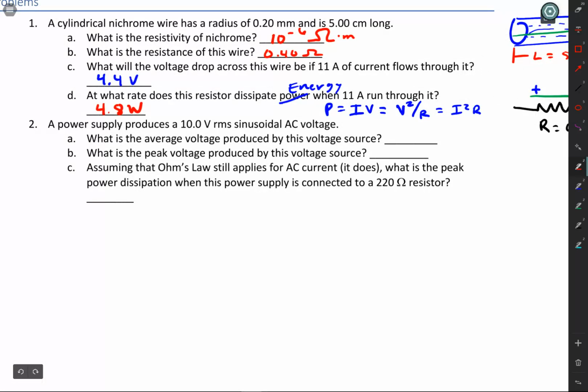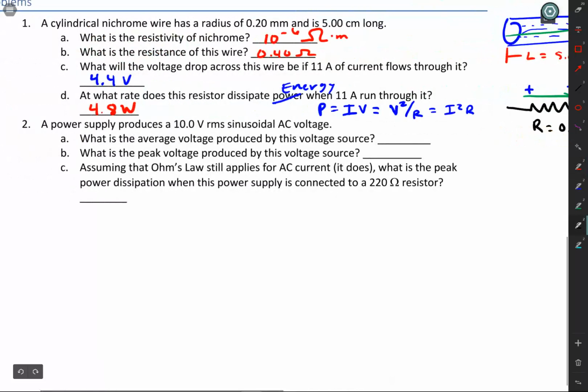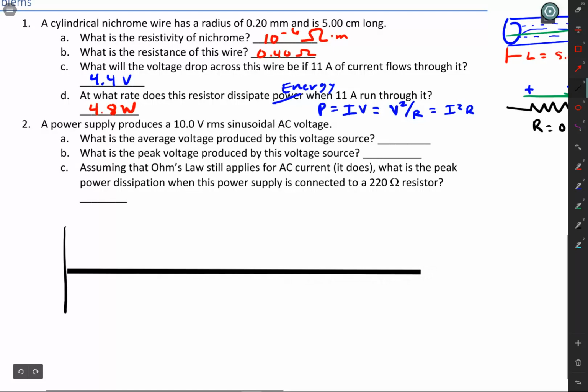A power supply produces a 10 volt RMS sinusoidal AC voltage. So let's draw what a 10 volt sinusoidal AC voltage looks like. AC means alternating current. The current goes both directions. I'm going to use the straight line tool. So there's a straight line, and my voltage does a sinusoidal variation.